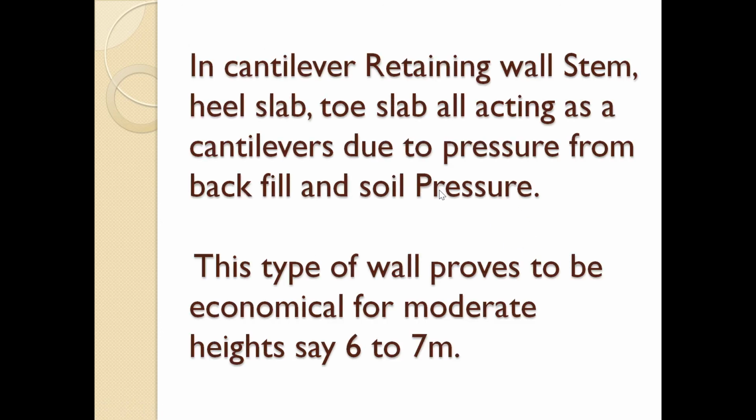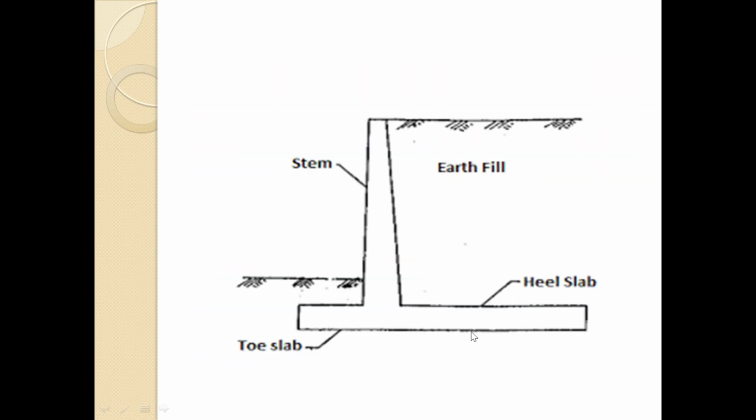In cantilever retaining wall, stem, heel slab, toe slab, all act as cantilevers due to pressure from the backfill and soil pressure. Generally, these types of cantilever retaining walls are economical up to a height of 6 to 7 meters. This is the typical cross section of the cantilever retaining wall. As I already told, this is the toe slab and this is the heel slab. Totally it is a base slab, and finally this is the stem portion which transmits the load of earth to the base slab. This is the ground level, this is the earth fill level.